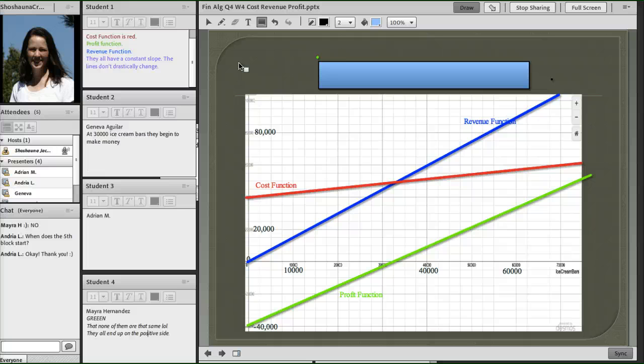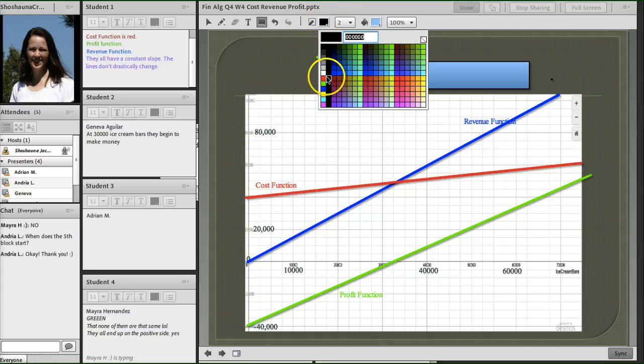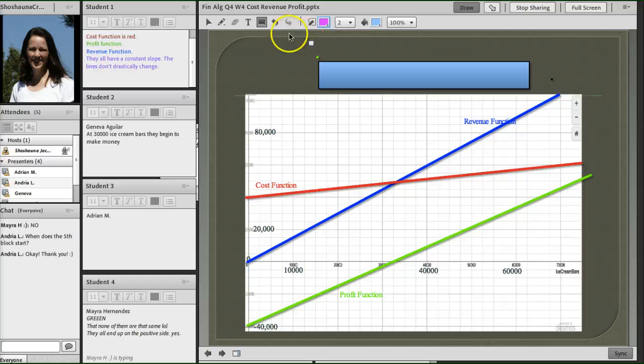Okay, they all end up on the positive side. Cool. So at 30,000 or close to there is when they start making money. So that's your break even. I like that observation. I'm going to come and put a line there. It's more like 35 or something like that. It is. Close enough, 30.